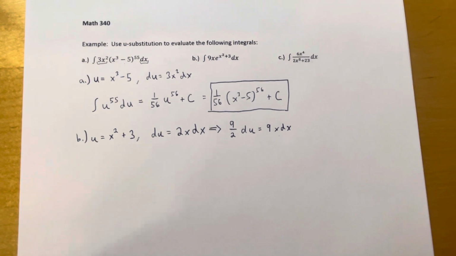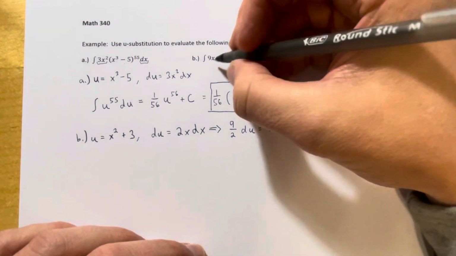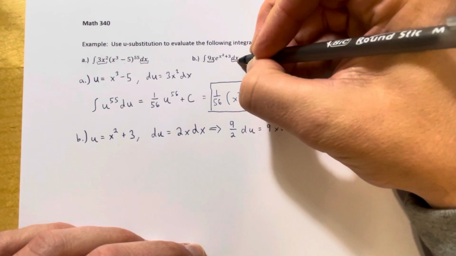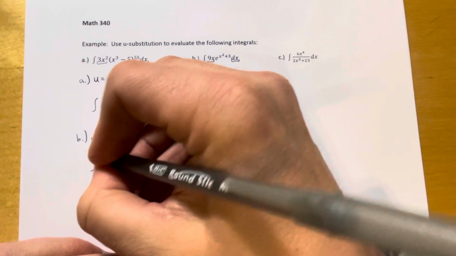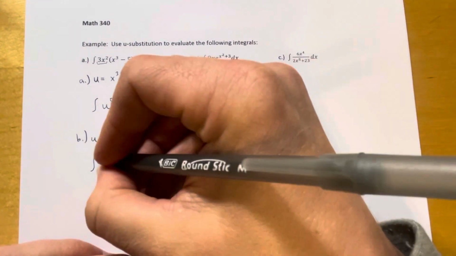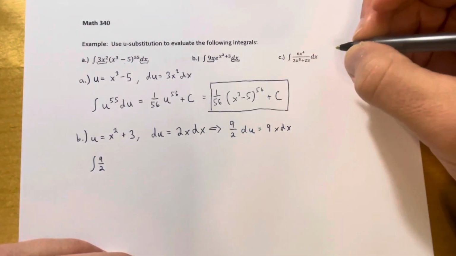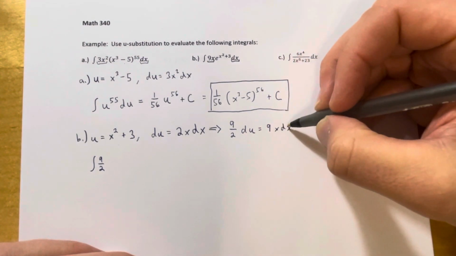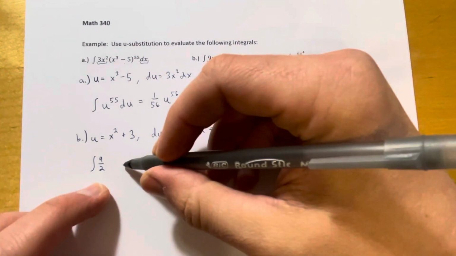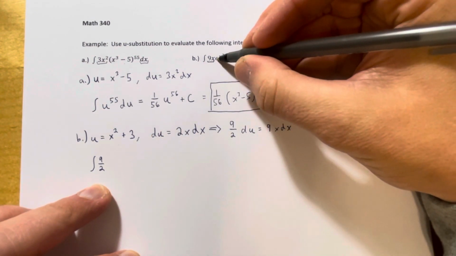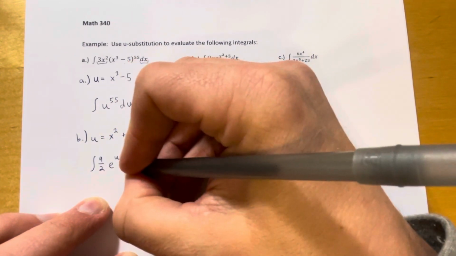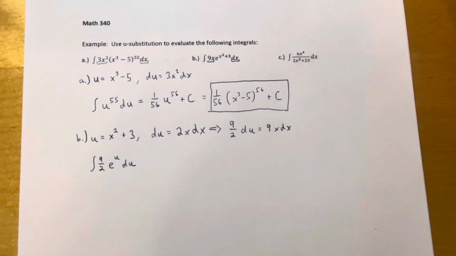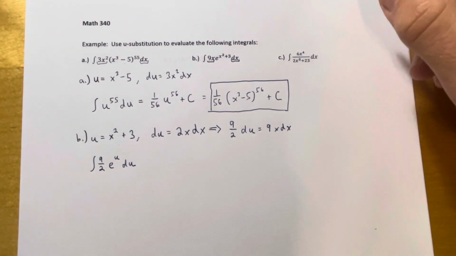And what that does is it gives me something that I can now use as a replacement for this 9x dx right here. So here's what the integral looks like now. It looks like 9 halves, dx, or du, but the du is going to go all the way at the end. And then I have this e to the u. Remember that x squared plus 3 becomes a u. Here's the du right here. Okay, that's a significantly easier integral to deal with than what we started with.